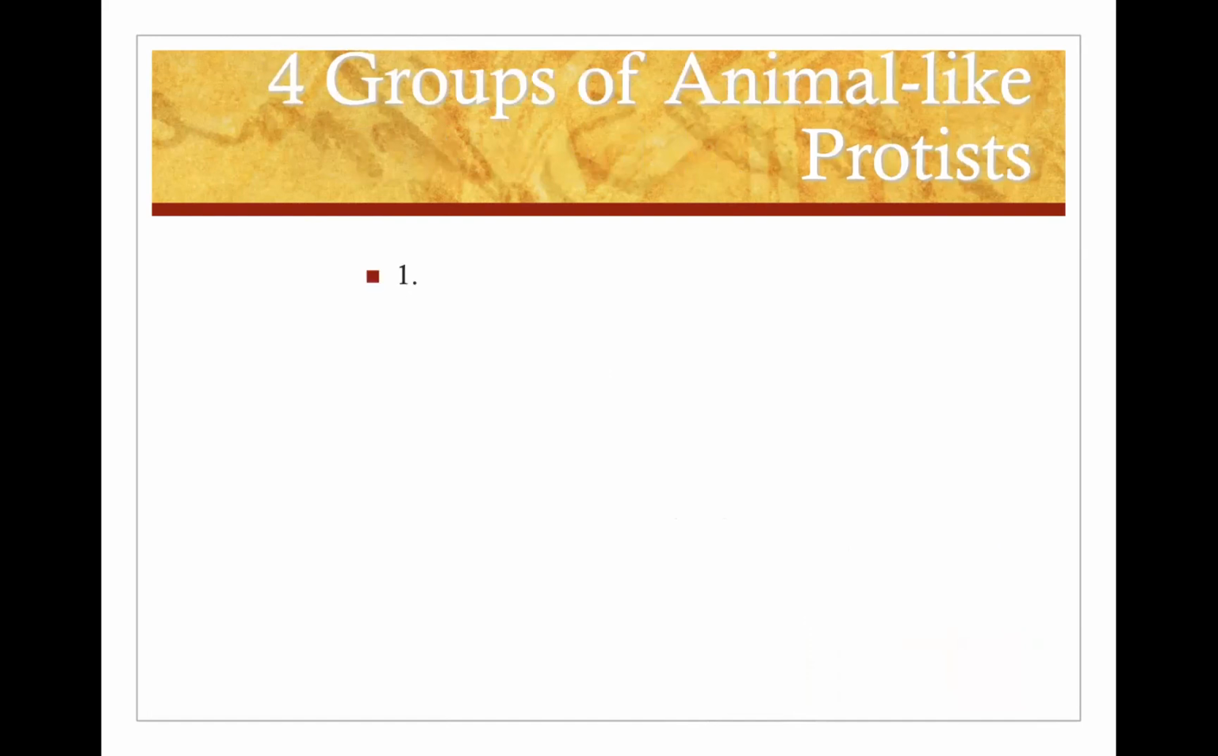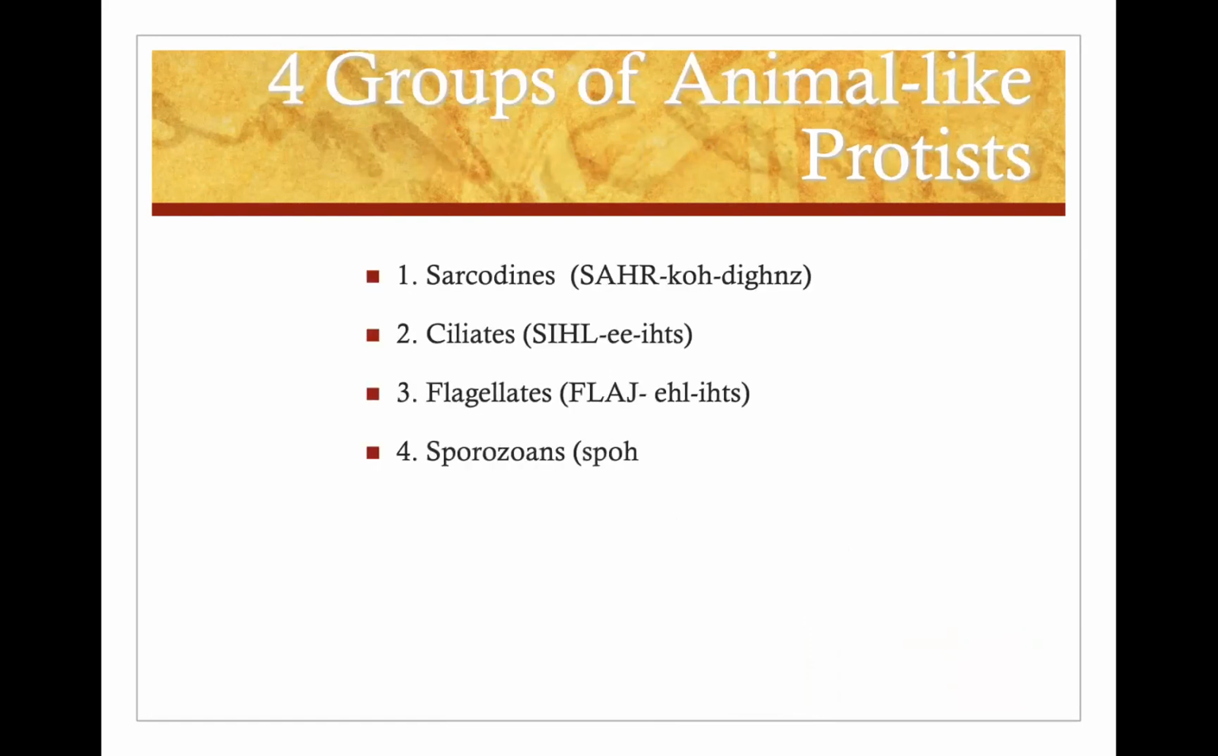There are 4 groups of animal-like protists that you should be familiar with, okay? We have the sarcodines, the ciliates, the flagellates, and the sporozoans, all right? I would like you to be able to identify these 4 groups of animal-like protists and some distinguishing features of each group.